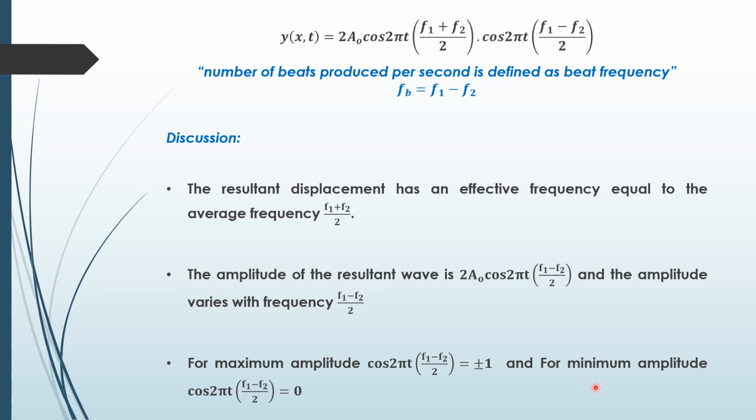And if we talk about minimum amplitude, or destructive interference, cos[2πt(f1−f2)/2] is equal to 0. So we can further say that 2πt(f1−f2)/2 should be equal to (n+½)π, where n again is 1, 2, 3, 4, and so on. So this is the discussion of the final result, and whenever we have to calculate the beat frequency, we just take the difference of the two given frequencies.